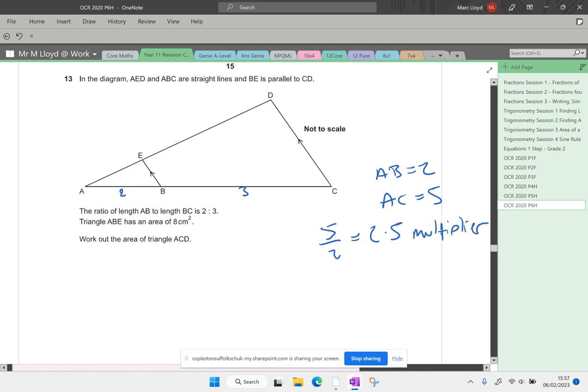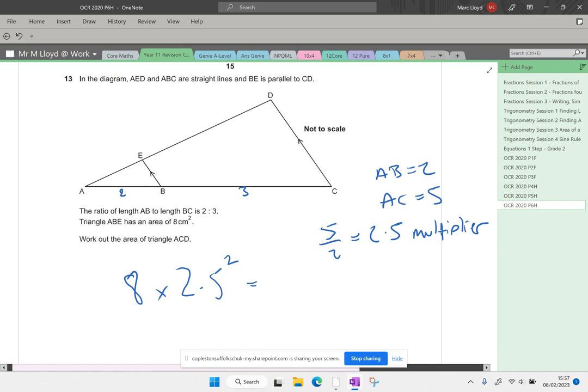Right, work out the area of triangle ACD. So we've got 8, and we're going to multiply it by 2.5 squared because it's a scale factor of an area. So times by 2.5 squared, that gives me 50. So 50 is my answer.